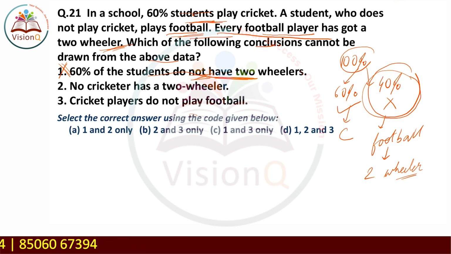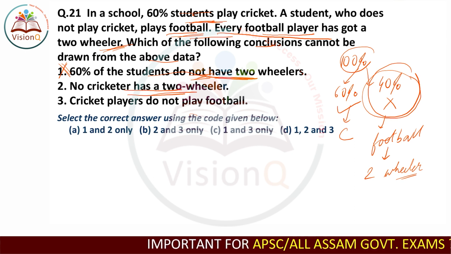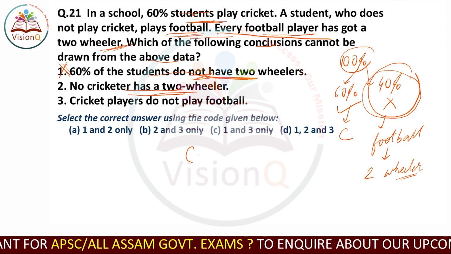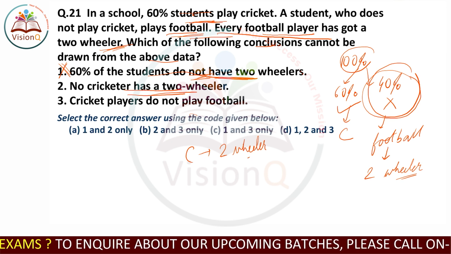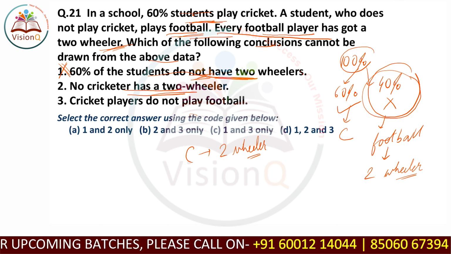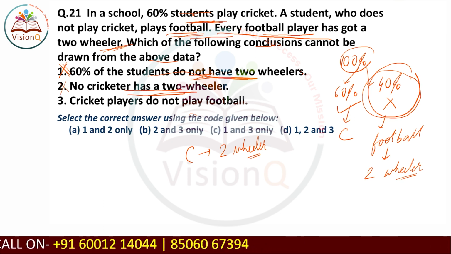Next, it is given that no cricketer has a two-wheeler. We know that every football player has a two-wheeler. It is not necessary that every cricket player will have a two-wheeler. They may have a two-wheeler or they may not have a two-wheeler. So the second conclusion cannot be drawn from the given information.